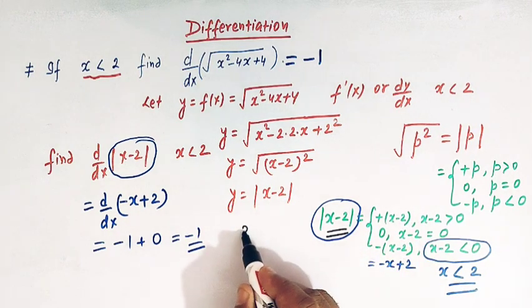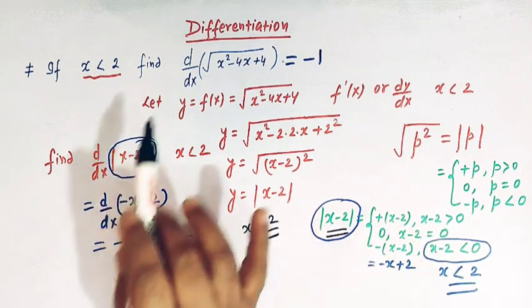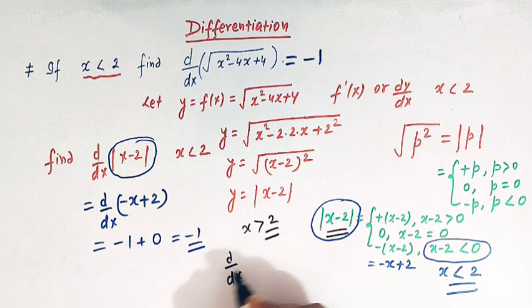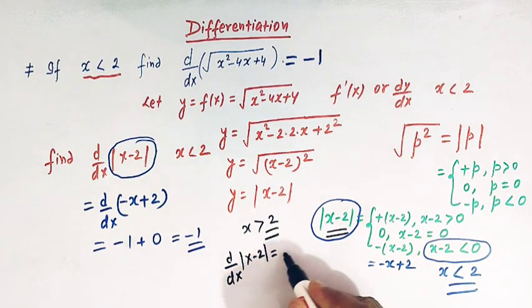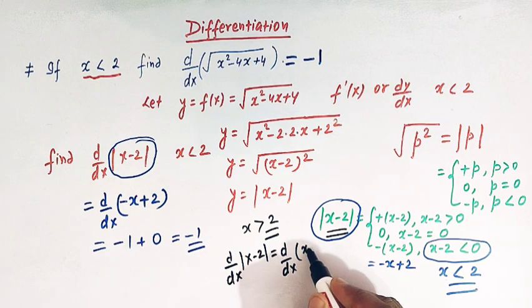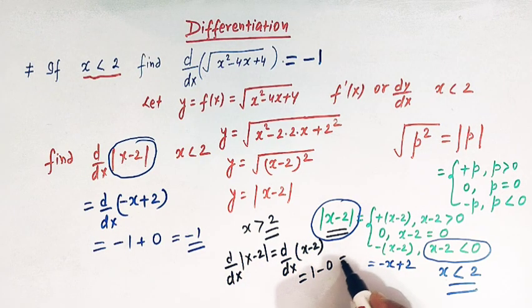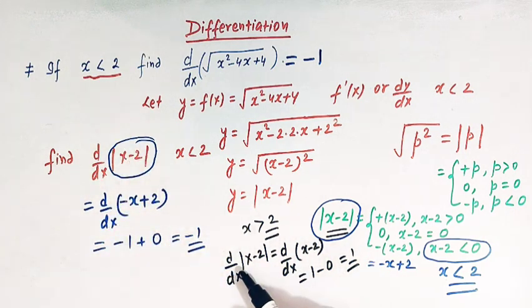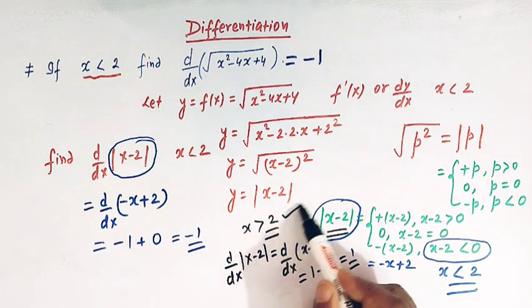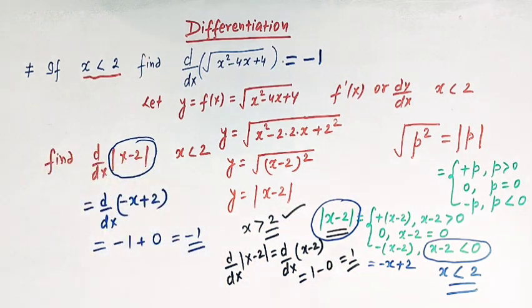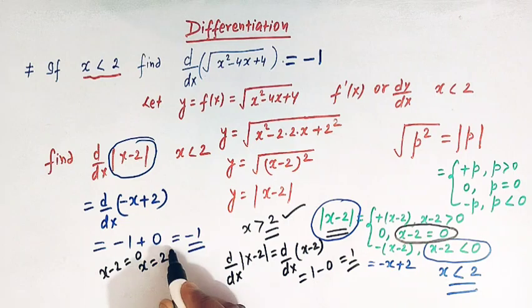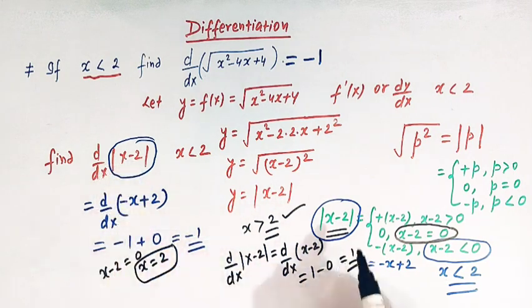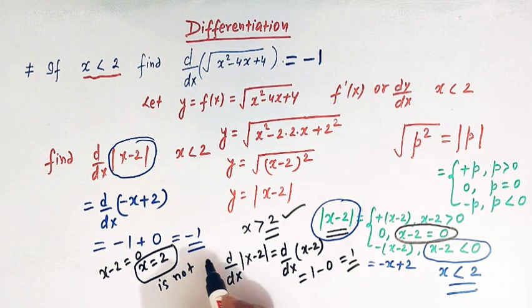If we have x greater than 2, then the derivative of mod of x minus 2 is equal to d by dx of x minus 2, that is equal to 1 minus 0, that is equal to 1. So the derivative of mod of x minus 2 is 1 when x is greater than 2 and minus 1 when x is less than 2. And what about when x minus 2 is equal to 0? It means x is equal to 2. Then this function, mod of x minus 2, is not differentiable.